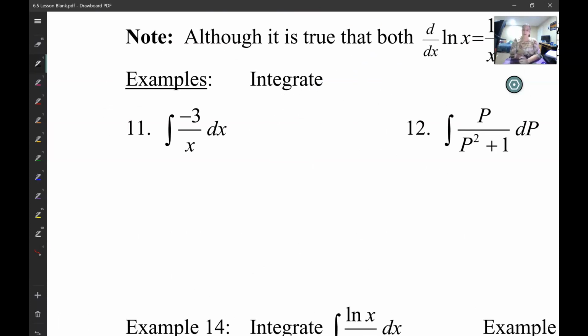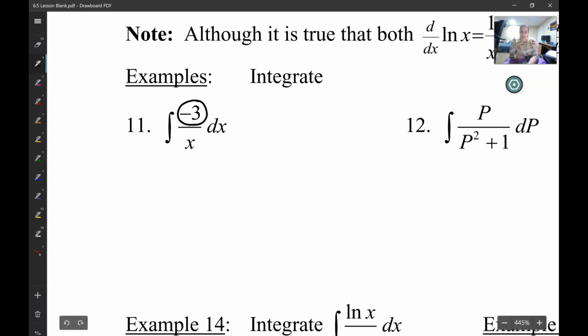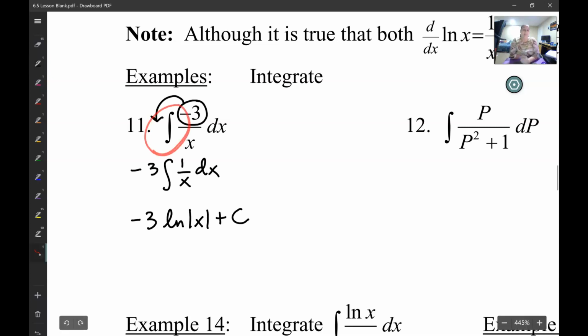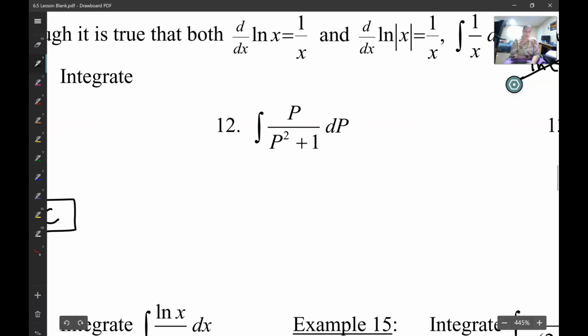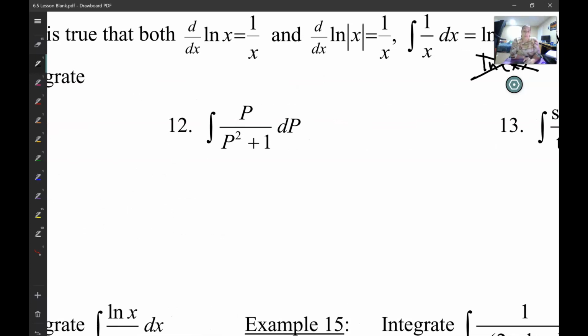So let's start right here with number 11. This one, we're starting easy. Let's take this negative 3 to the outside of the integral. So I have negative 3 integral of 1 over x dx. Well, the integral of 1 over x is ln of absolute value of x. And I need to do plus c because this is an indefinite integral. Anytime we have an indefinite, we do plus c. So, there we go.